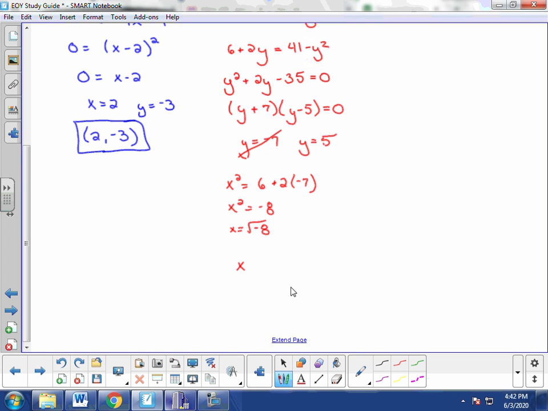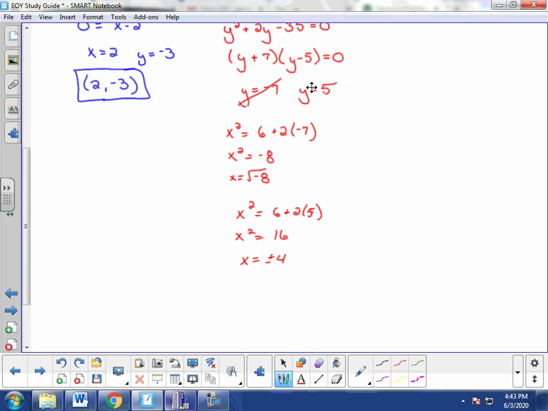So x squared equals 6 plus 2 times 5. So x squared equals 16, and x equals plus or minus 4. So I actually do have two answers here. Though I solved for y first, I'm still going to have two answers. My answers are going to be (4, 5) and (negative 4, 5).